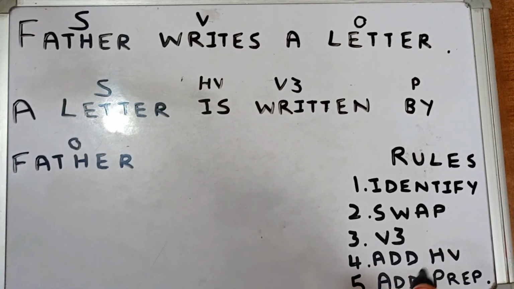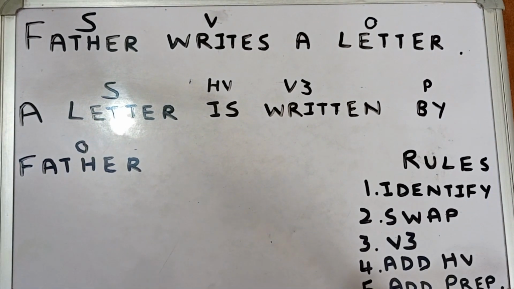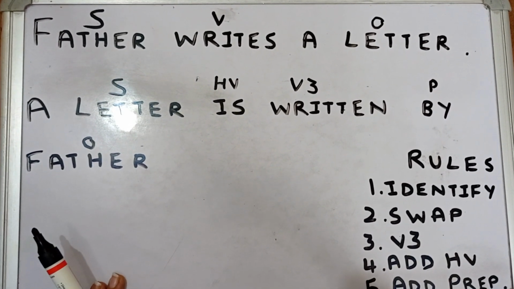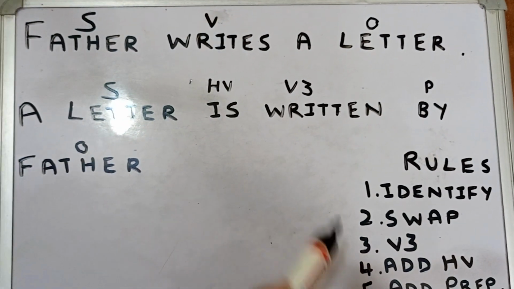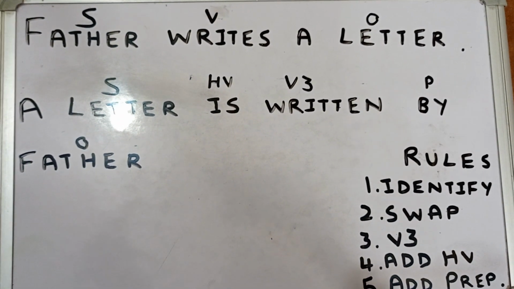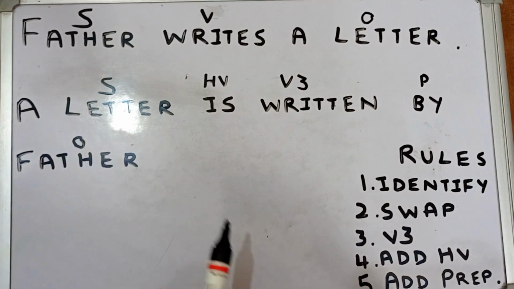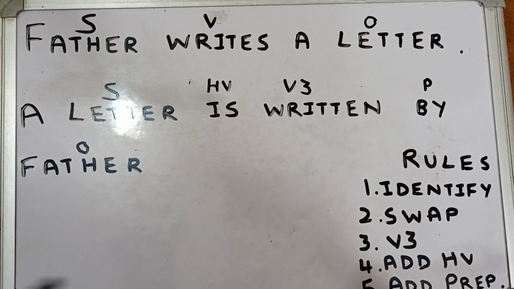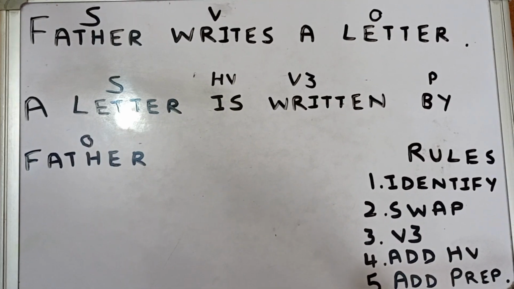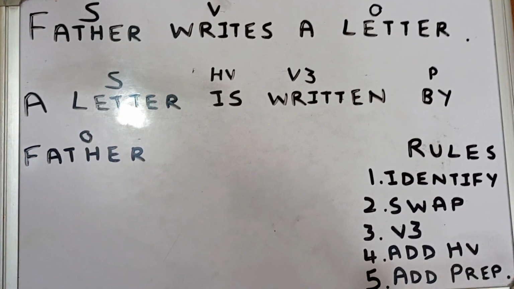The next step is V3. V3 means the third form of the verb, that is the past participle form of the verb. Writes becomes written here. Writes, wrote, and written. So, written is the third form of the verb, and we will be using the third form of the verb while converting a sentence from active into passive voice, that is the past participle form of the verb.